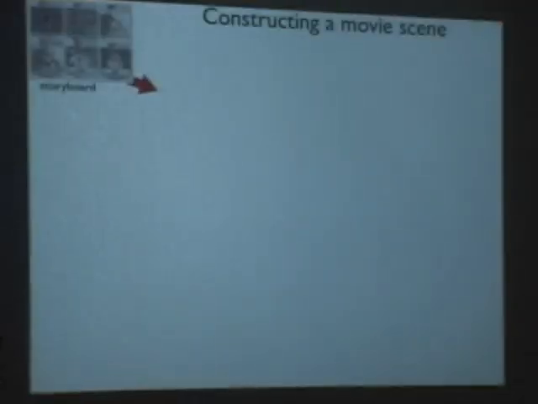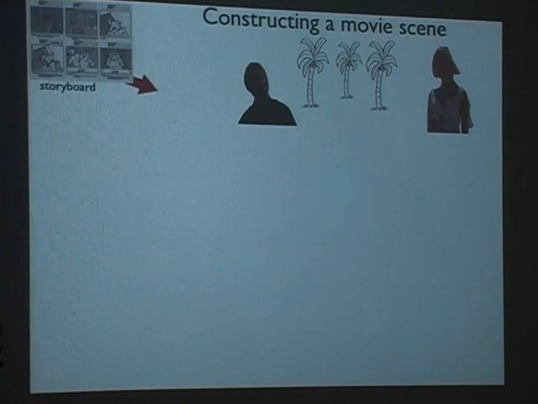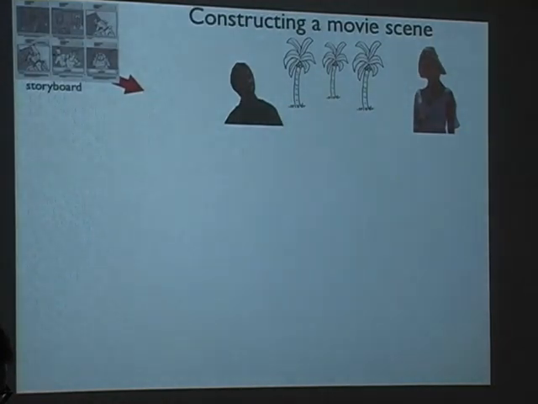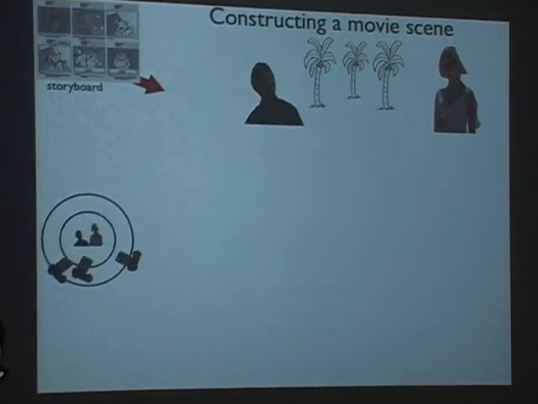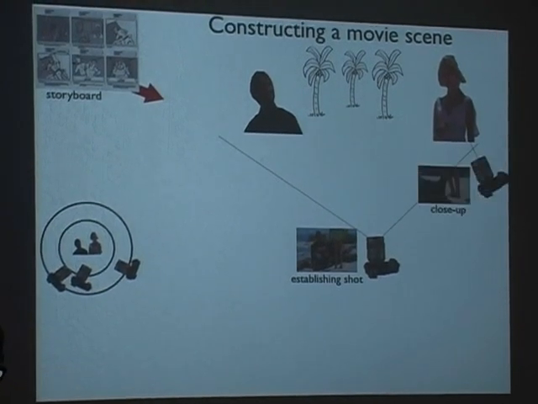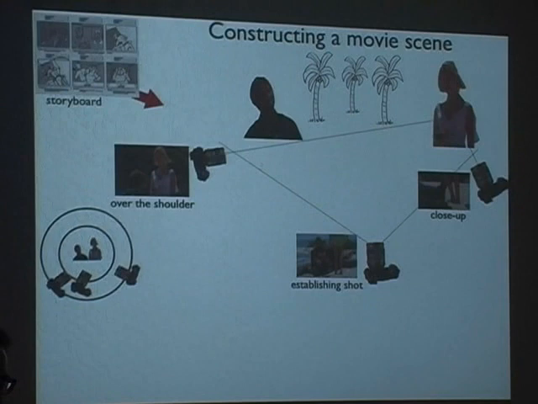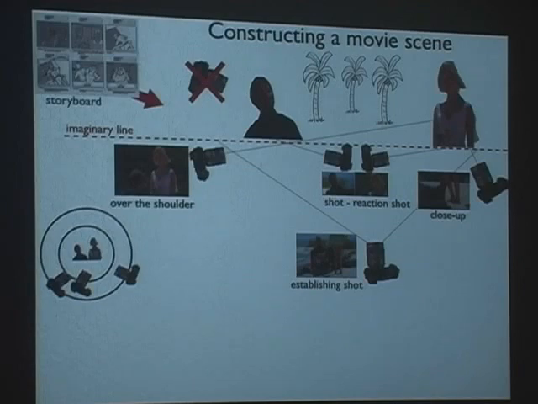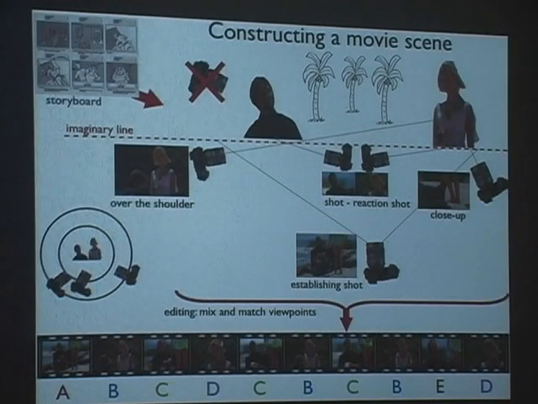So here's a simplified version of how you construct a movie scene. You start from the storyboard. You take some actors. You find different camera positions, and then an establishing shot. You have close-ups, over the shoulder. Those are the typical shots, and also shot and reaction shot, typical of dialogues. And then the goal of the director is to splice together different viewpoints to have a continuous scene.